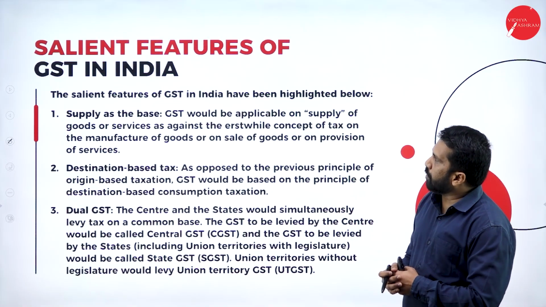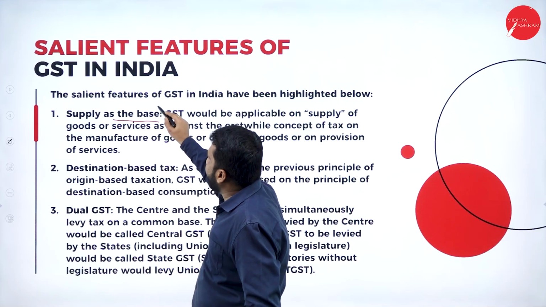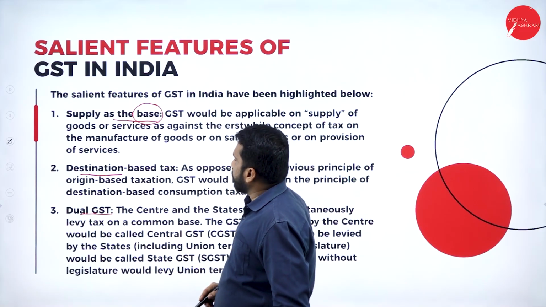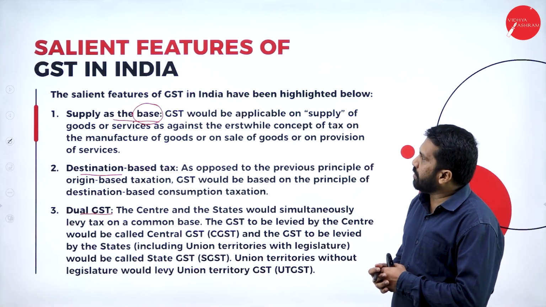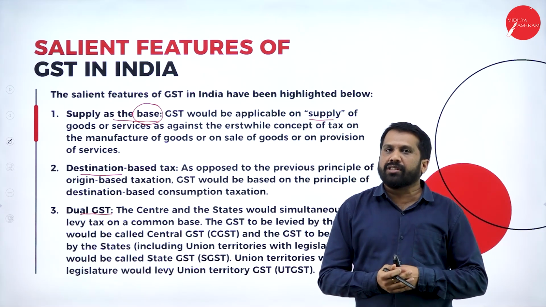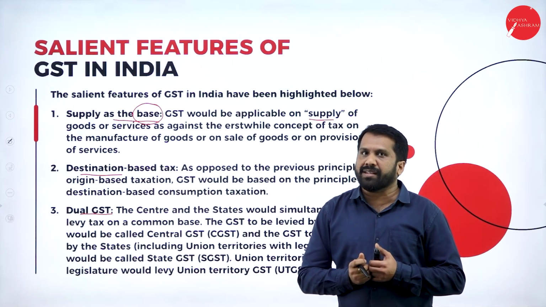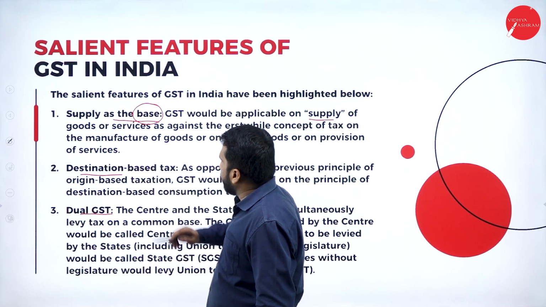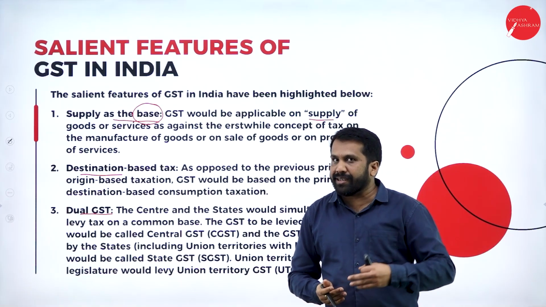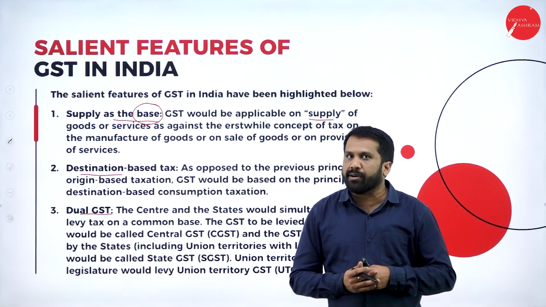And salient features of GST. The first one, supply as the base. Second one, destination. Third, dual GST. So these are the three major salient features. GST would be applicable on supply. If you supply the goods, then GST will be charged. If you are not supplying, if you are not selling the goods, holding them with you, no need to pay the tax. Then destination: where the goods are sold, whether within Karnataka, outside Karnataka, or in the union territories, all these will be considered, and that will be called the place of supply.